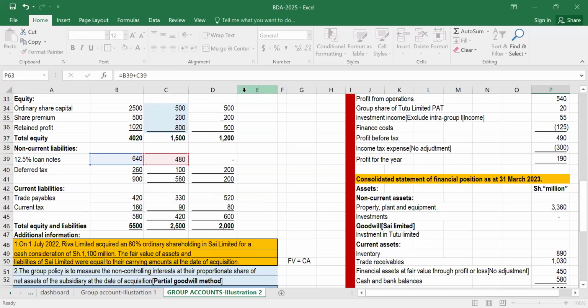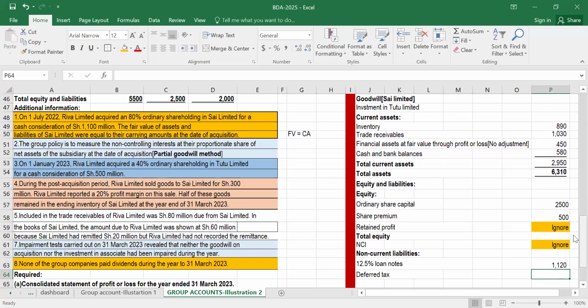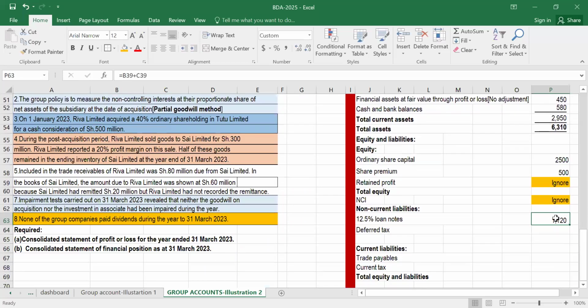And then I do what? I enter. Do I need to repeat that for the other items? No, I just need to apply this formula here, and I drag it down like this. Yes. Now this is basically what we have here.